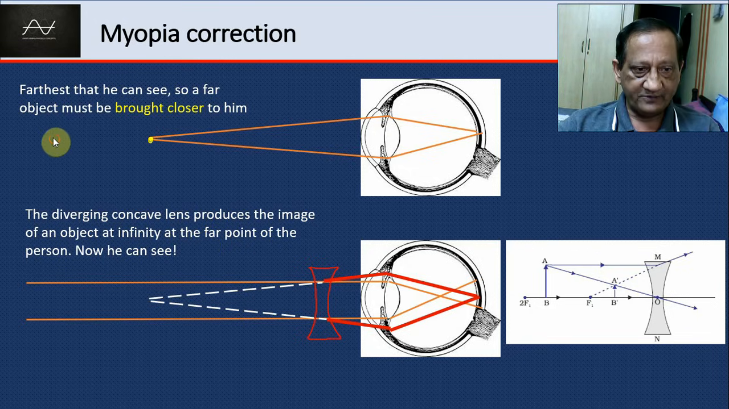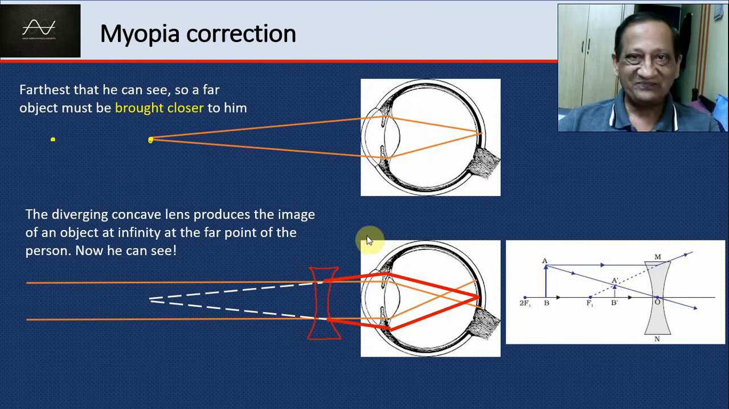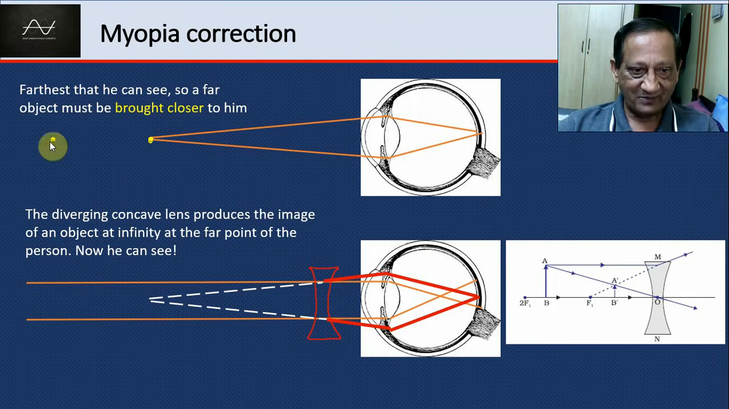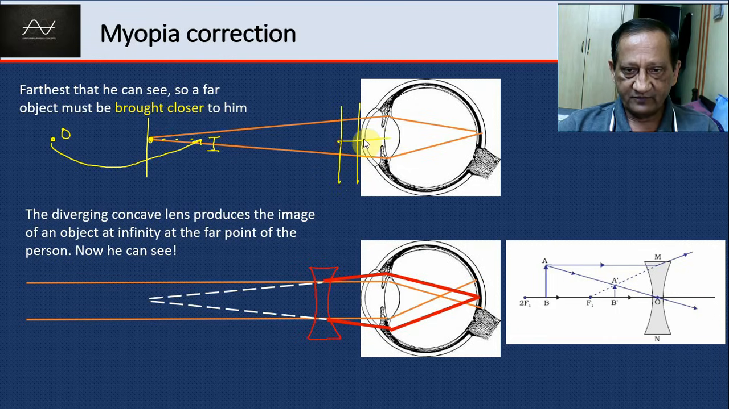So if any object is farther than this point, it should be brought closer. Not physically, not physically. It should be brought closer, either here or somewhere in this region. This region for him is good, right? So we have to basically create, here's the object, we have to create an image in this region, either here or here or here or here or anywhere, up till, let us say, the near point, which is from here to here is 25 centimeter.